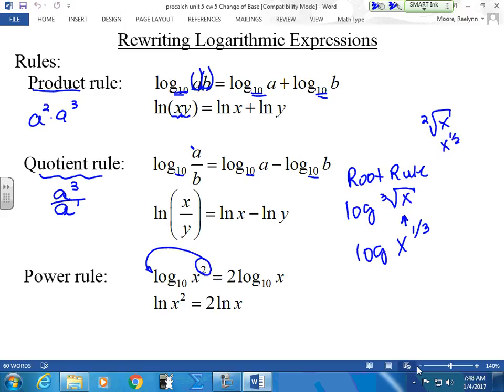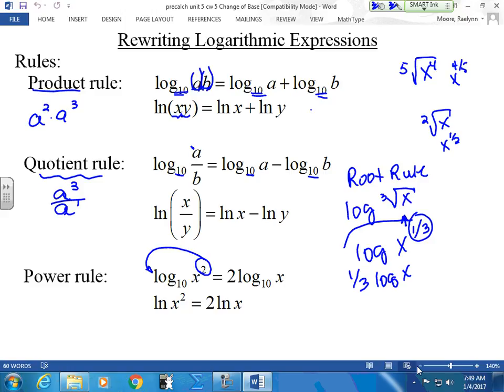Right? If it said this, what would that be? To the what? 4/5. Good. So everybody's okay with that? So convert that out of there. You got to get that radical out of there. And now you can use your power rule to bring it down. Just get that radical out of there and then use your power rule.